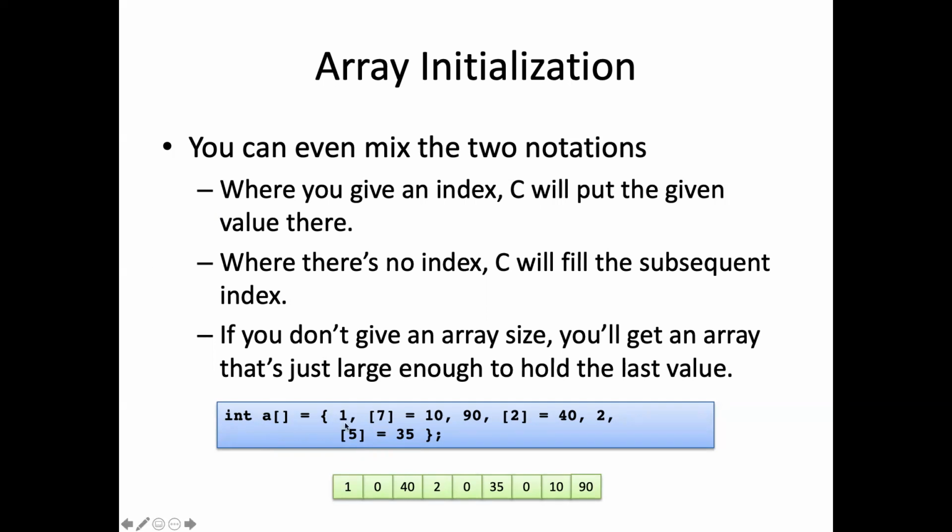So in this example, this 1 goes in the first element, element 0, because there's no previous element. So that's just like the older syntax. And then I jump over to 7 and say, put a 10 there. So that's where this 10 comes from. And then I didn't say anything about it, but this 90 comes after it, because like I said a moment ago, if you don't say otherwise, it just continues right after the index of the previous value. And then I go back to element 2 and I put a 40 there. And then I put a 2 after that because I didn't say otherwise. And then I jump over to index 5 to put a 35.